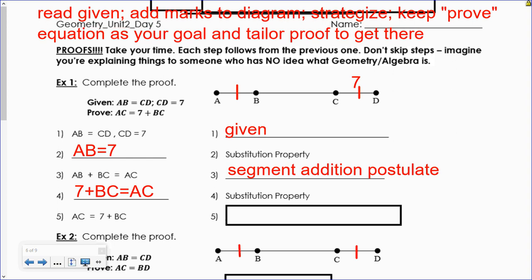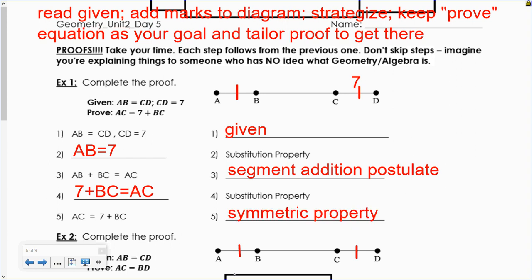And then this isn't exactly what they wanted it to look like. They wanted it to be reversed the other way, so I just rewrote it. Do you guys remember what that property is when you switch the equation, which side it is? Remember what that property is called? That's the symmetric property. When you rewrite an equation so that the left side is on the right side, just switch, symmetric property. Alright, so that's our proof. Alright, that's our first example.